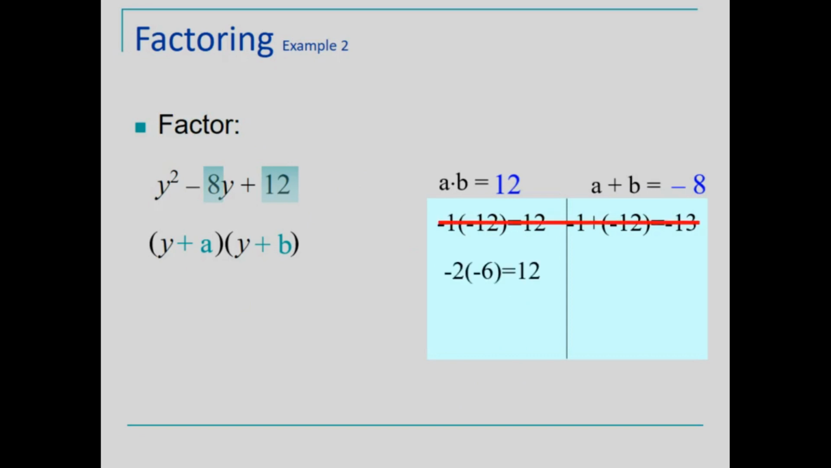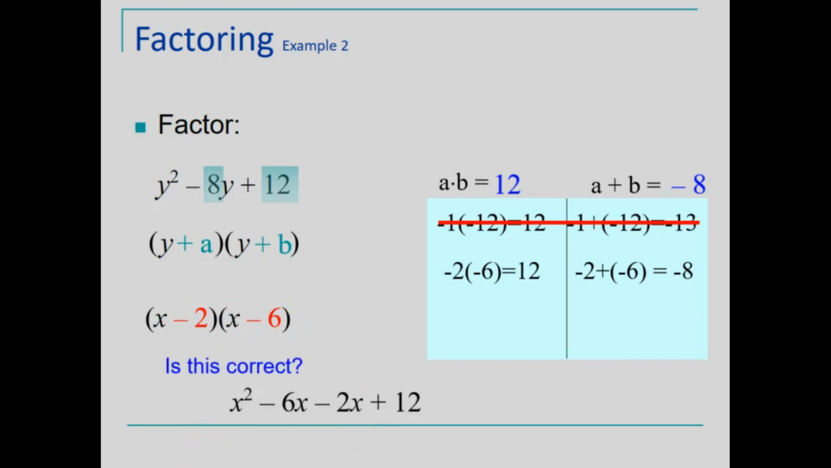Another factor pair, both negative, result in a product of positive 12. When added, they have a sum of negative 8. Here we have the factor pairs that we need for the last two terms in each of the binomials. Again, to check a factorization, we multiply and see that we've factored it correctly.